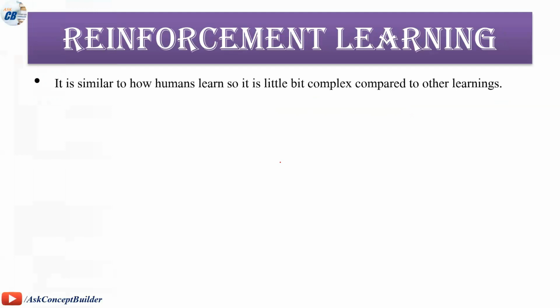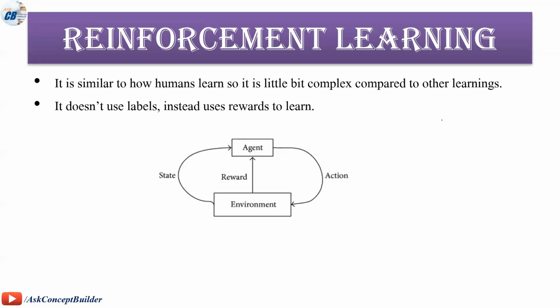Now the fourth one is our reinforcement learning technique. So what is the reinforcement learning technique? It is similar to how humans learn. This technique is a little complex because it does not have any labeled data with it. It has to learn through rewards. I will discuss this with a simple example.